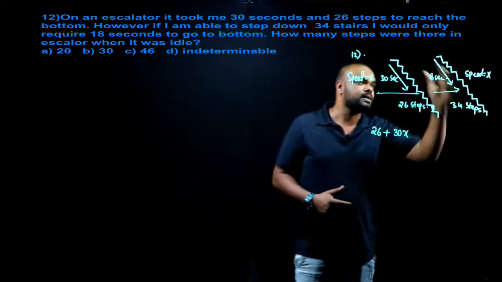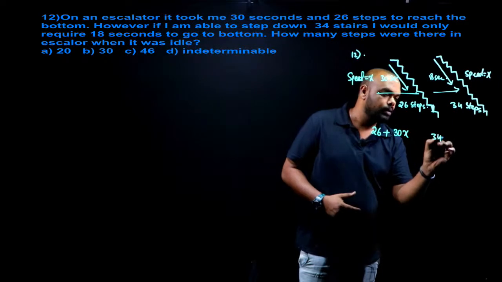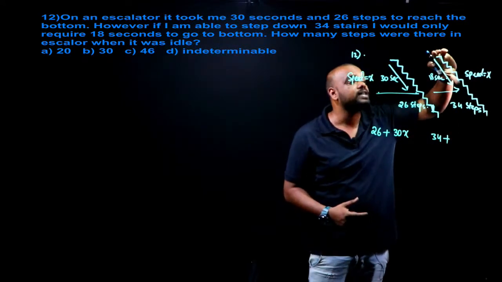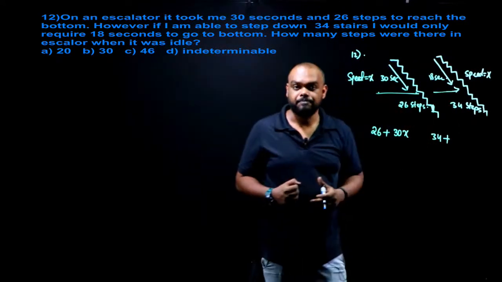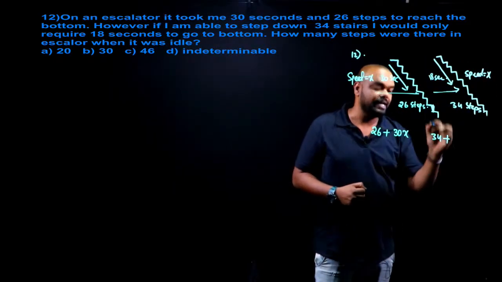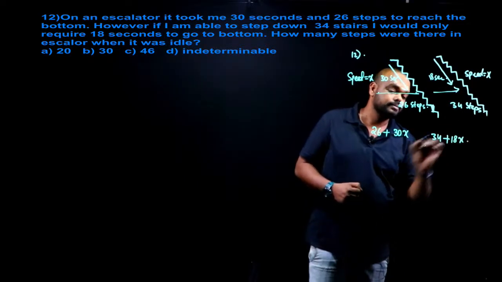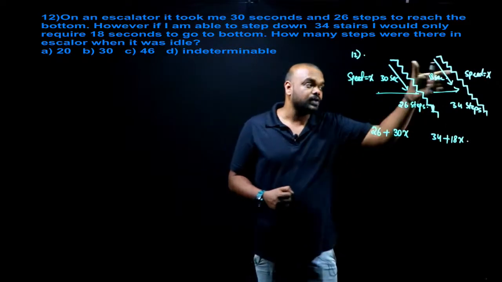Now what about this escalator? This part of the distance is 34 steps, he told us that, plus this part of the distance we calculated. Speed into time. What is speed? X. Time 18. Speed into time is x into 18, 18x. So this is the distance for this escalator.